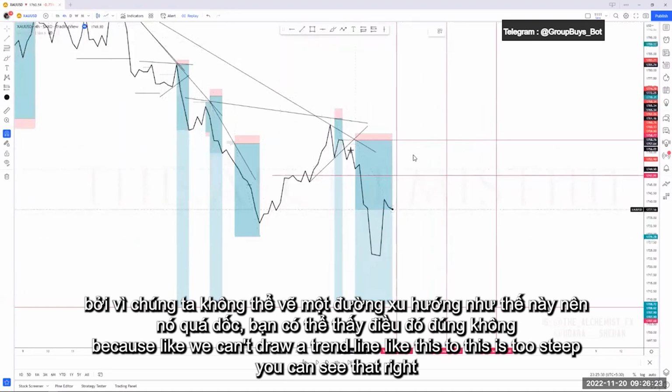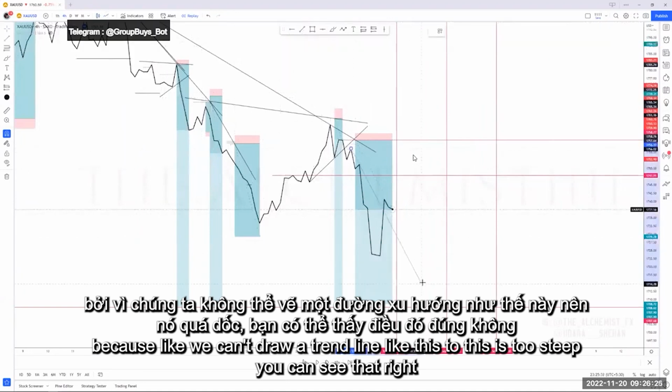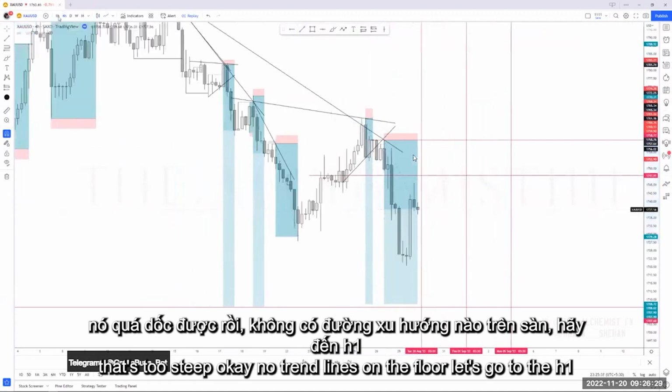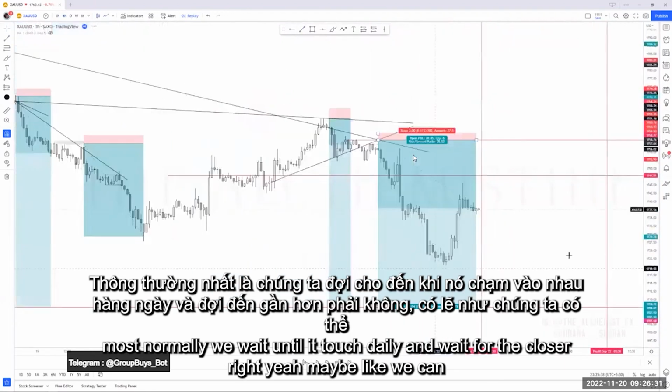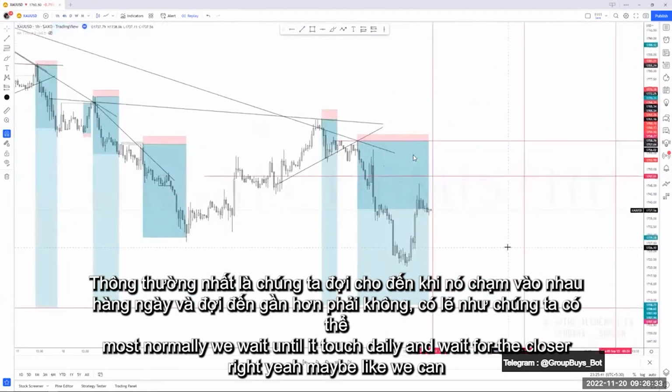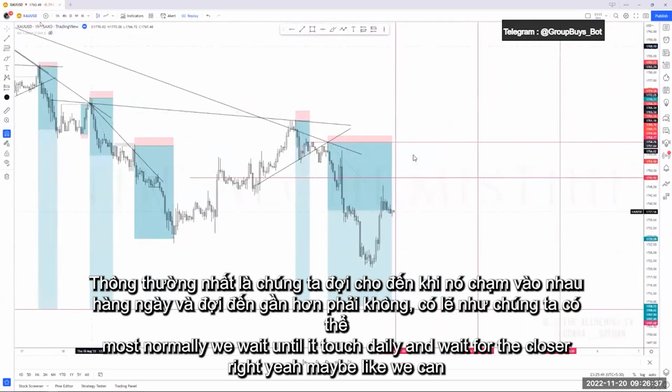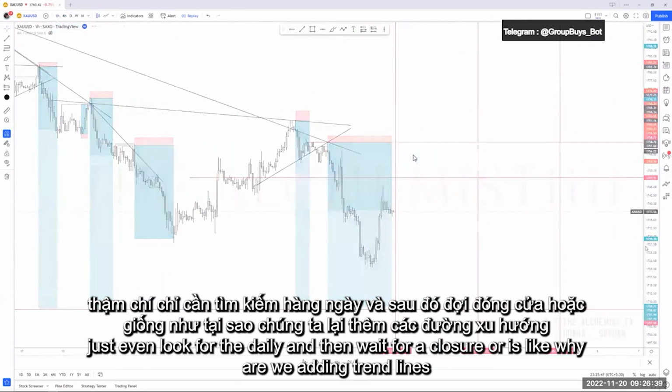Because we can't draw a trend line like this, it's too steep. You can see that, right? That's too steep. So no trend lines on the 4-hour. Let's go to the H1. But normally we wait until it touches the daily and wait for the closure, right? Maybe we can just look at the daily and then wait for a closure.